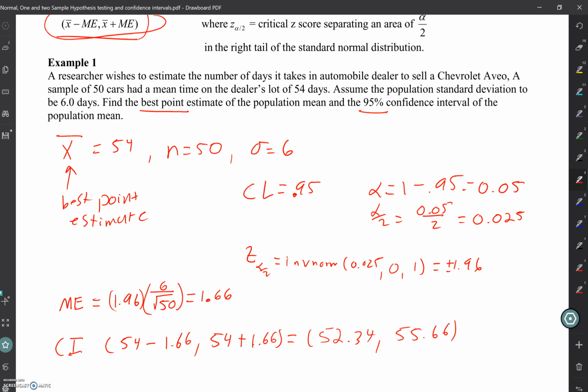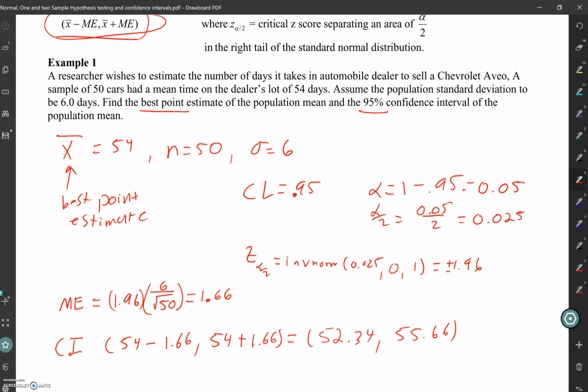Questions on any of that so far? Yeah. Anytime you're looking for a critical value or some kind of z-score, so you're looking for a z value, you need to use 0 and 1. If you're looking for an x value, you use the given mean and standard deviation. Yeah. How do you do the comma on the calculator?